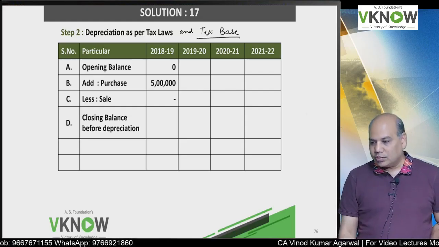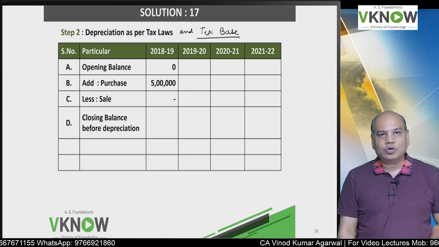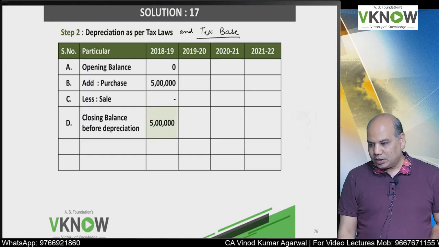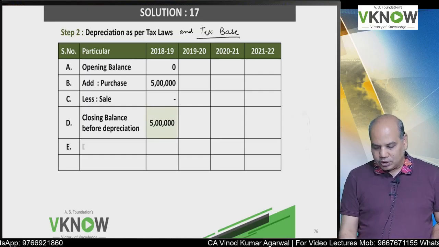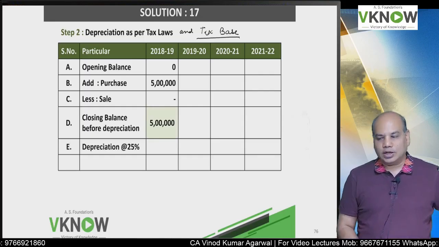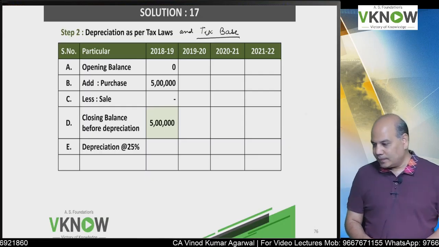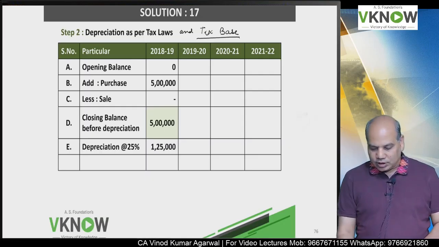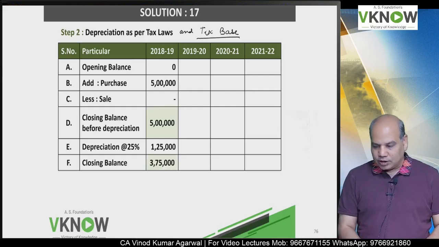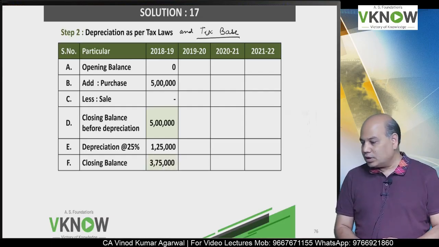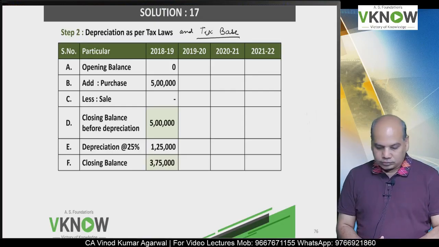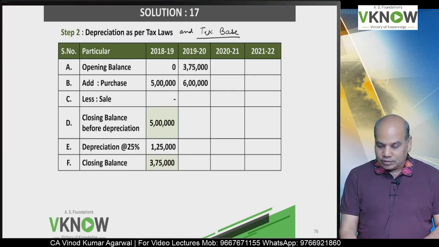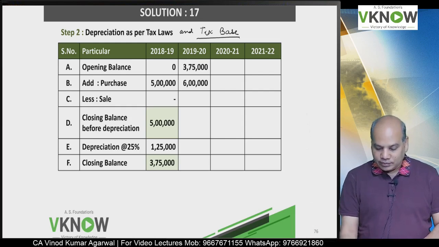So what is my closing balance before depreciation? 5 lakh. A plus B minus C. In this problem sale is not there, so that issue is not there. Depreciation 25%. Trust me and write 1,25,000, or you can check if you don't trust. Closing balance 3,75,000. Continue. Why are you sitting idle? You have to complete the table yourself.